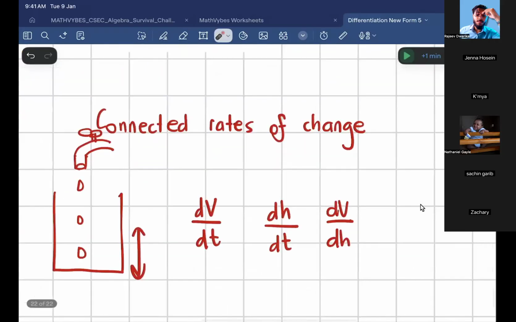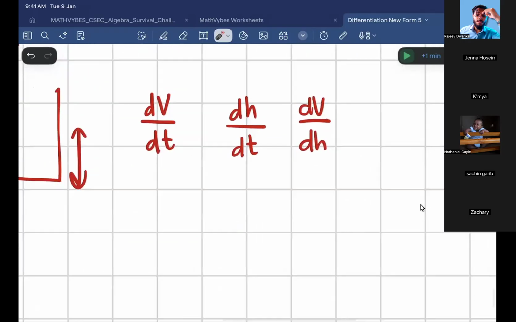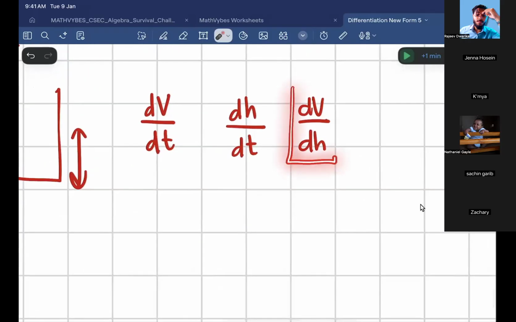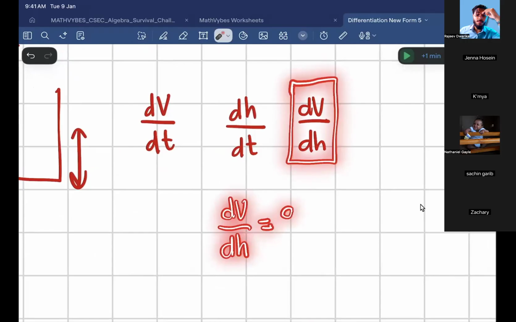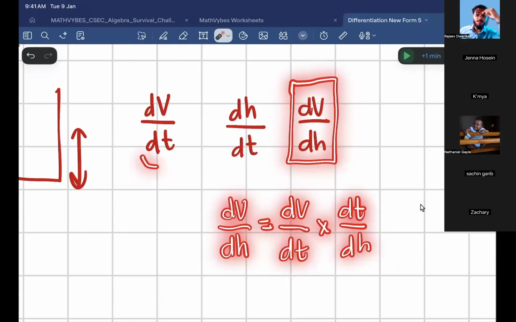Notice that the topic is connected rates of change. So let me show you some magic, right? Let's just say you wanted to find dV/dh. Well, if I wanted to find dV/dh, look at this carefully. Nathaniel, I could say dV/dt multiplied by dH/dt. Not sure if you're seeing that. So I could find dV/dh using those two.